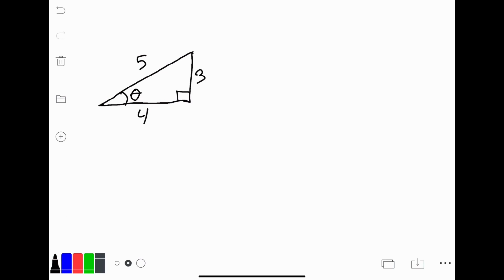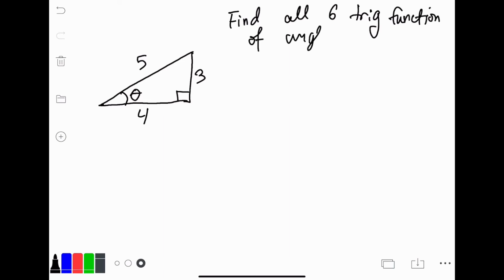Let's take a look at a very famous right triangle, the 3, 4, 5 triangle, also called the Pythagoras triangle. So let's say we're looking at angle theta here in this triangle. So let's go ahead and find all 6 trig functions of angle theta. Okay?